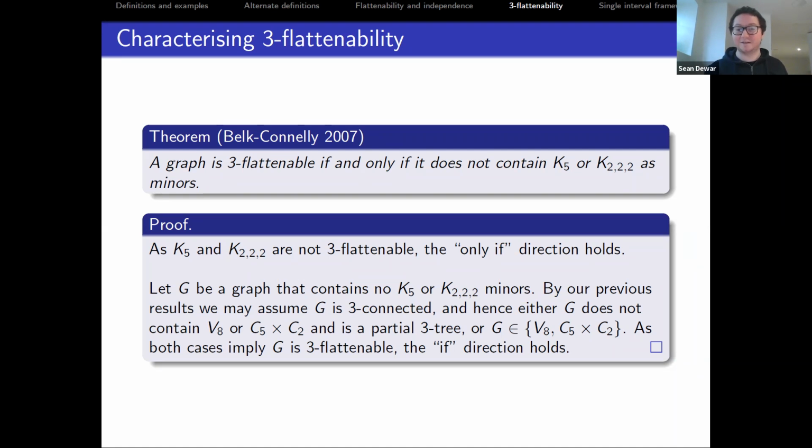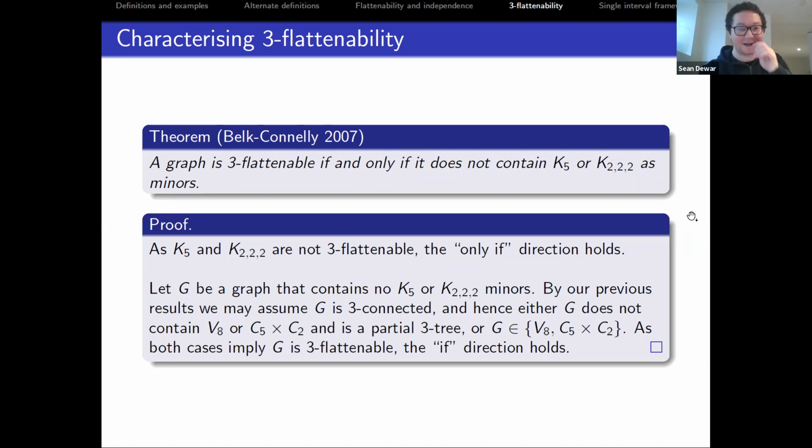Well, if G is 3 connected and it doesn't contain V8 or C5 cross C2, it's a partial 3 tree. But if it does contain V8 or C5 cross C2, then it is equal to V8 or C5 cross C2. So if it doesn't, we know it's a partial 3 tree, then it's 3 flattenable. If it does, it is equal to V8 or equal to C5 cross C2, and we've just shown that those two are 3 flattenable, and therefore we're done. And that's the proof.